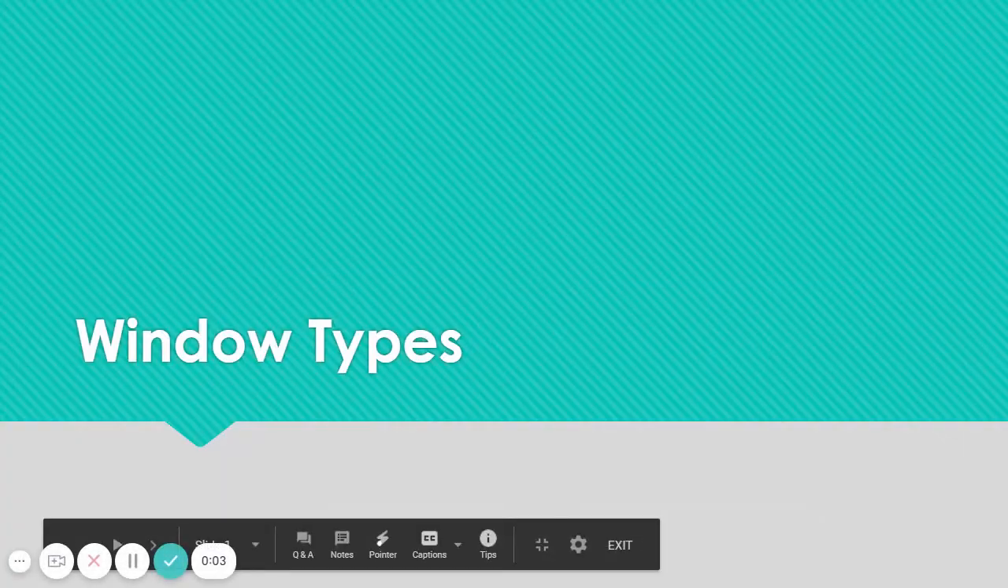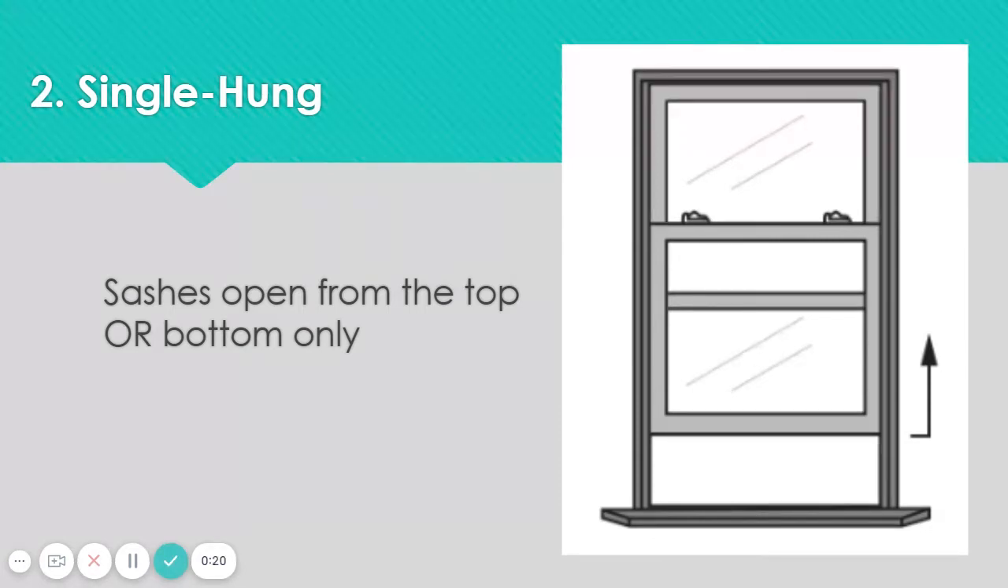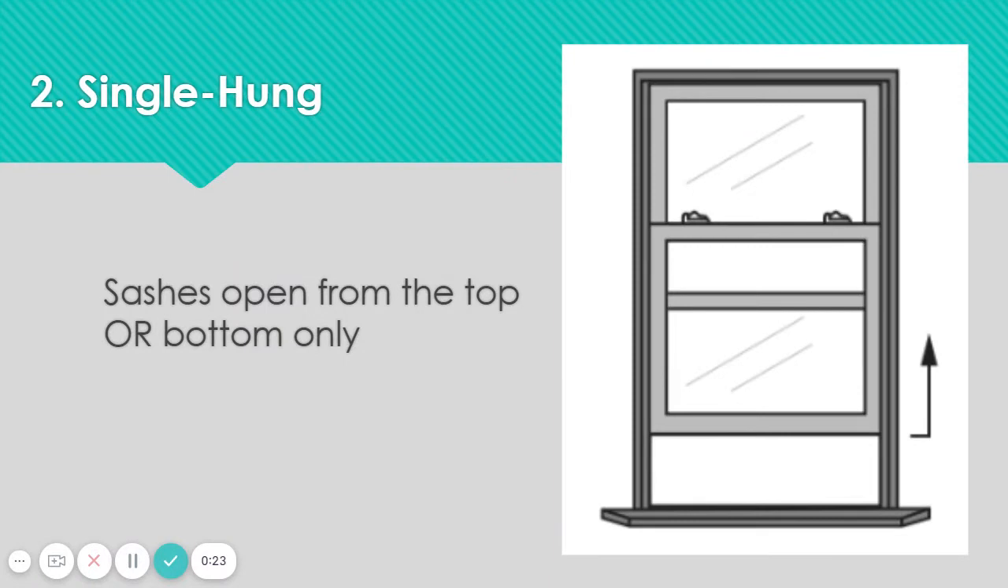All right, our next section of window types, this is the other half. So most of the windows we're going to talk about today talk about how they open. The first type is single hung windows, and they only open in one direction. They either slide up or they slide down, period. They either open from the top or they open from the bottom. That's your only choices there.